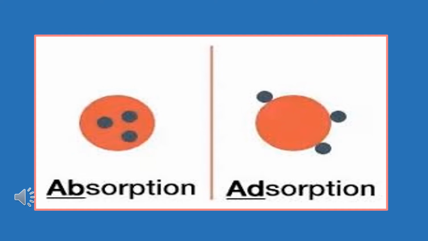But in the second figure, the black colored molecules are concentrated only on the surface of the red colored substance. So this process is called adsorption. So absorption is a bulk phenomenon, adsorption is a surface phenomenon. Catch my point, students? Absorption is a bulk phenomenon and adsorption is a surface phenomenon.